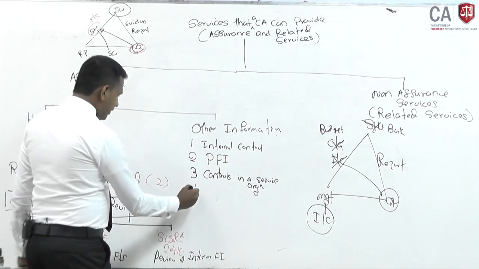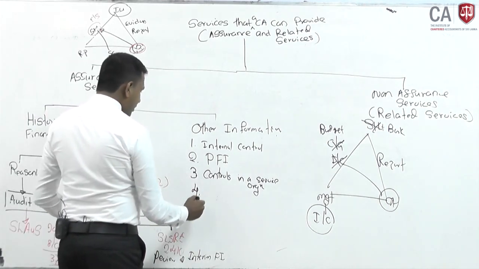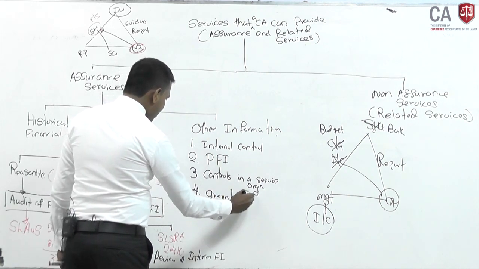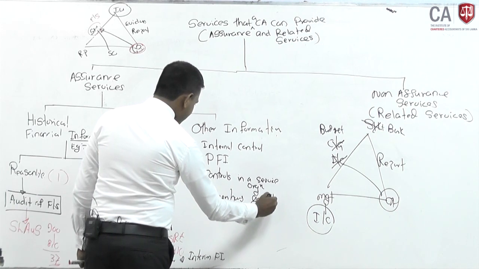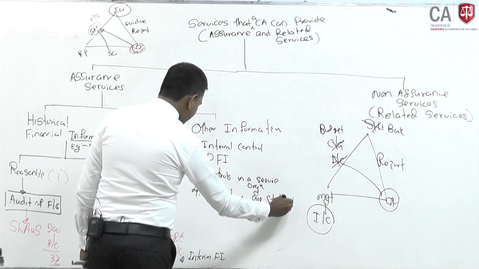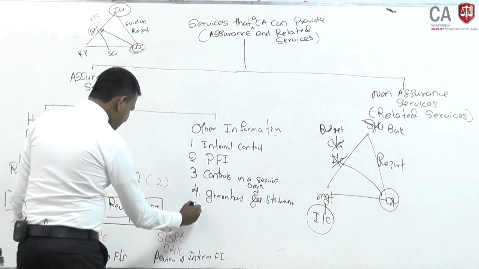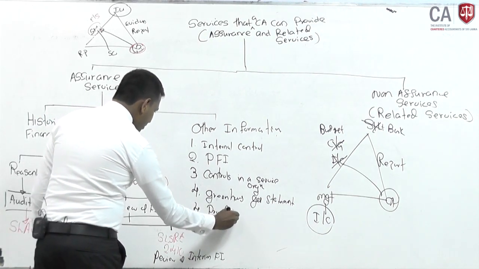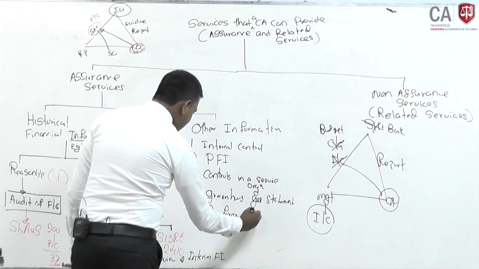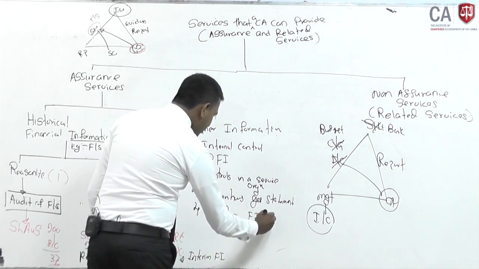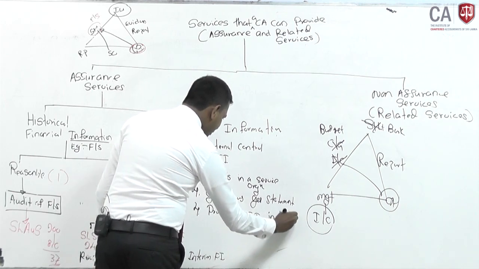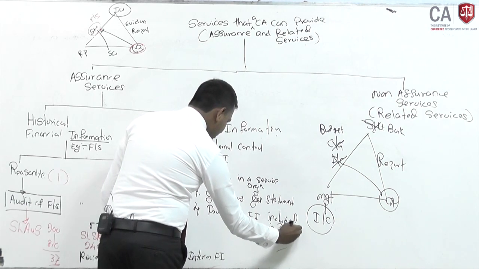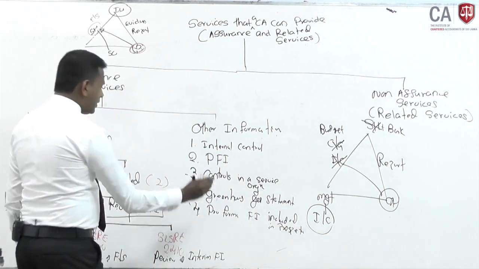And then another one we call greenhouse gas statements. Another one, pro forma financial information included in prospectuses. These three I will explain to you next.